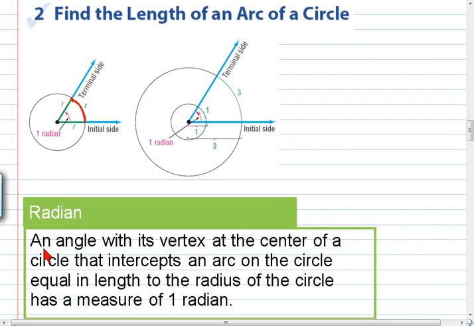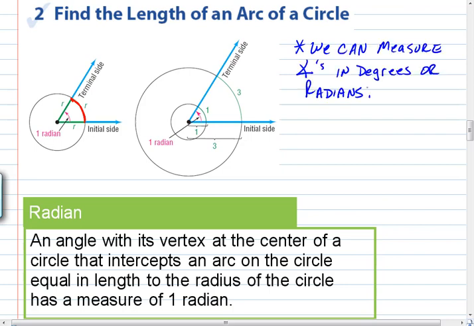So the definition of a radian is it's an angle with its vertex at the center of a circle that intercepts an arc on the circle equal in length to the radius of the circle. That's an angle that has a measure of 1 radian. We can measure circles in degrees, or we can measure circles in radians, or measure angles, not just circles.